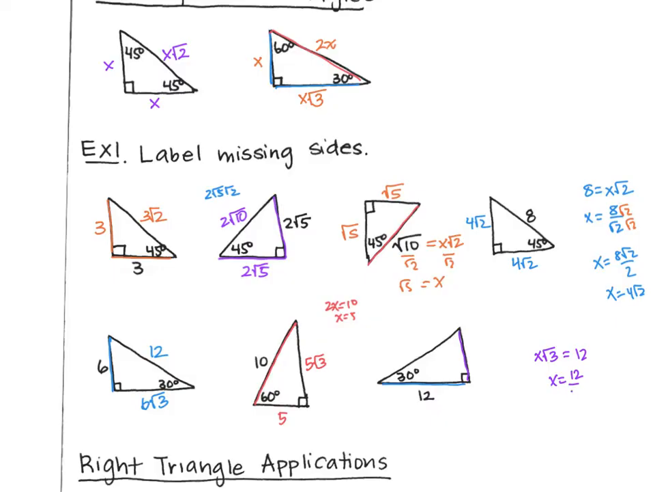So 12 over root 3, which is 12 root 3 over 3, and that's going to simplify down to 4 root 3. Okay, so this leg must be 4 root 3. If I did 4 root 3 times root 3, I would go back to 12, so that makes sense. And then the hypotenuse is twice the small leg, so if the small leg is 4 root 3, the hypotenuse is going to be twice that, so it'll be 8 square root 3.